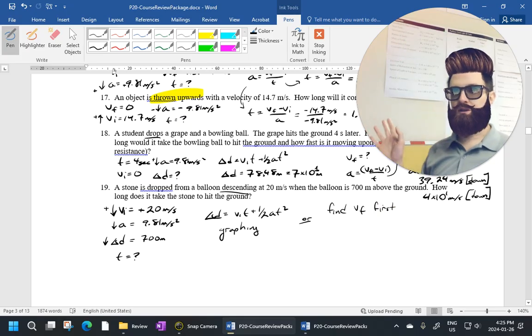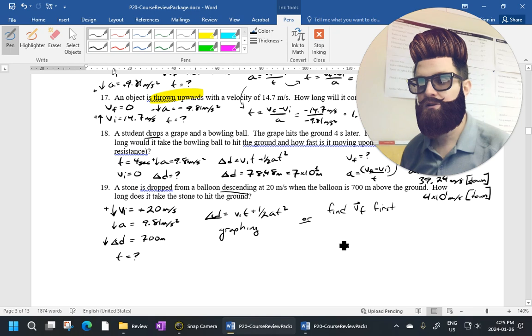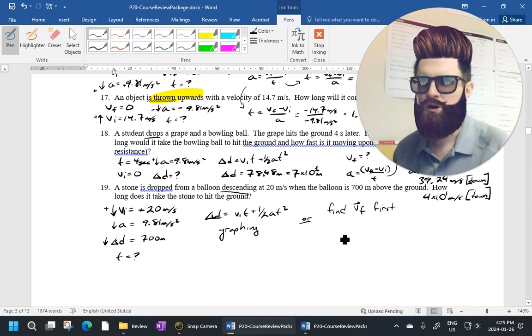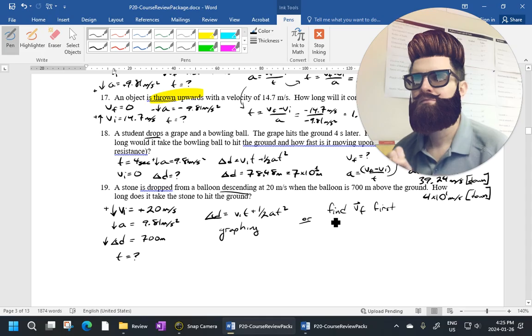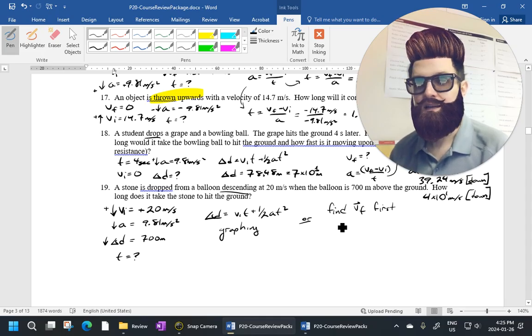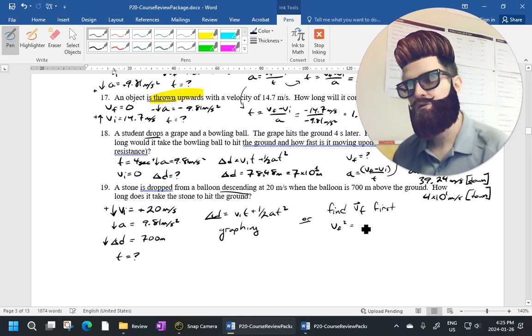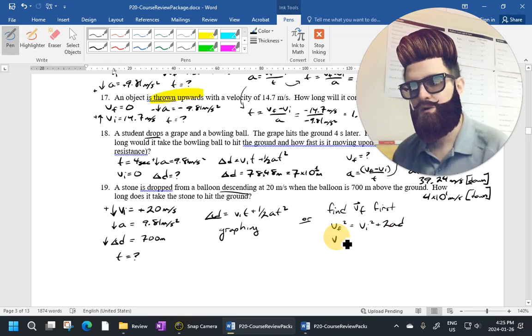So one of those two things to do first. I'm going to find VF first, because I don't want to pull up my graphing calculator, and I don't want to deal with the quadratic formula. So I'm going to find a formula for VF. My VF squared is equal to VI squared plus 2AD. Everything's positive here. I'm going to take the square root of all of that.